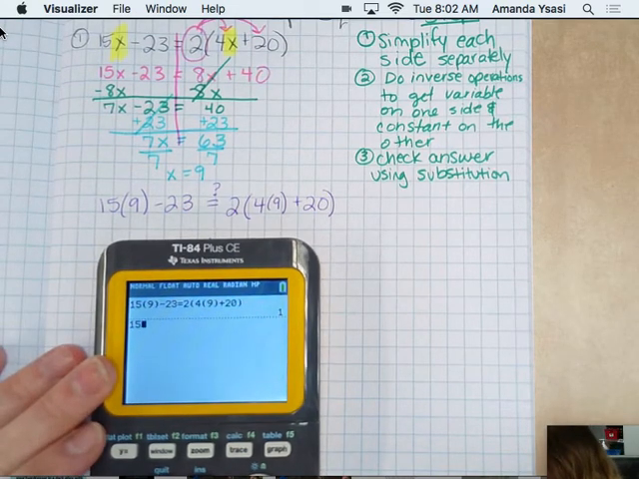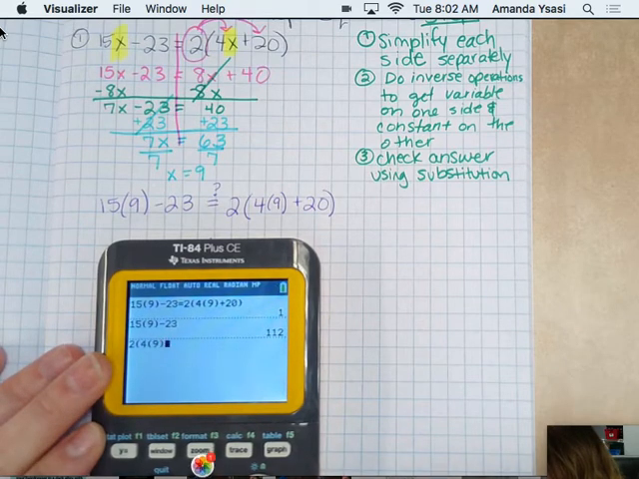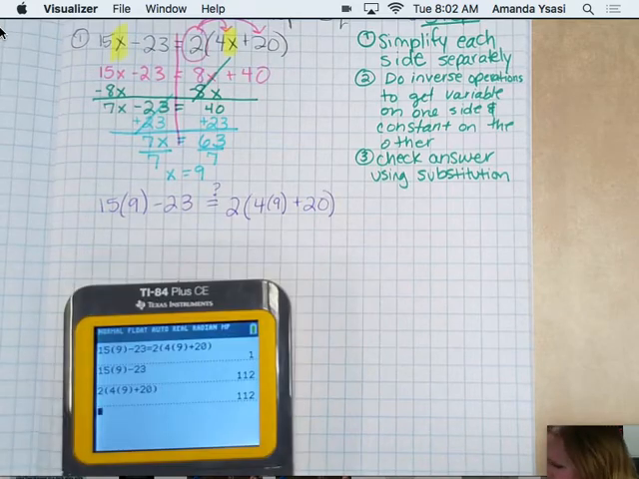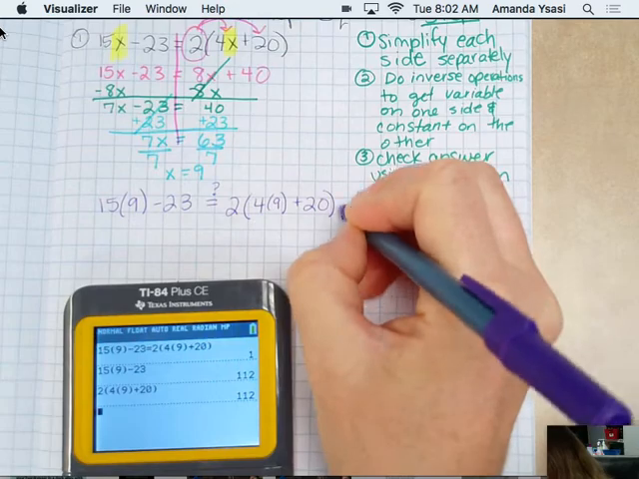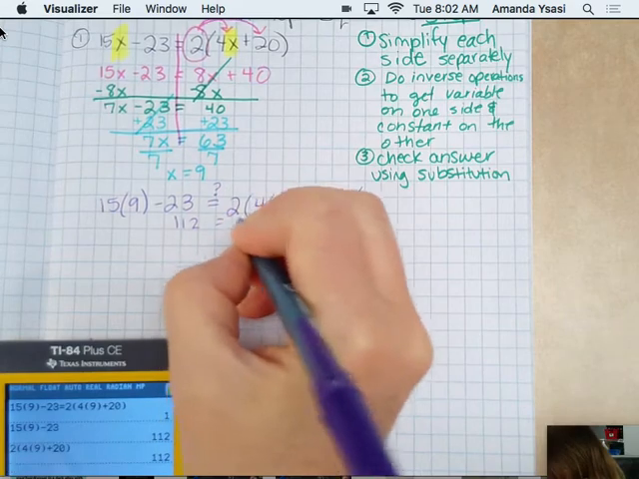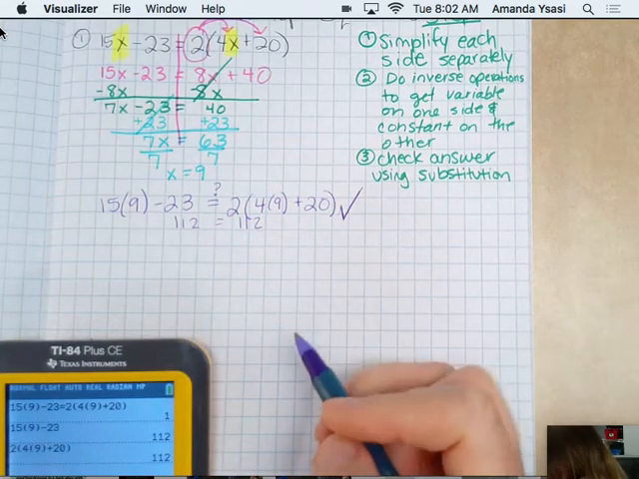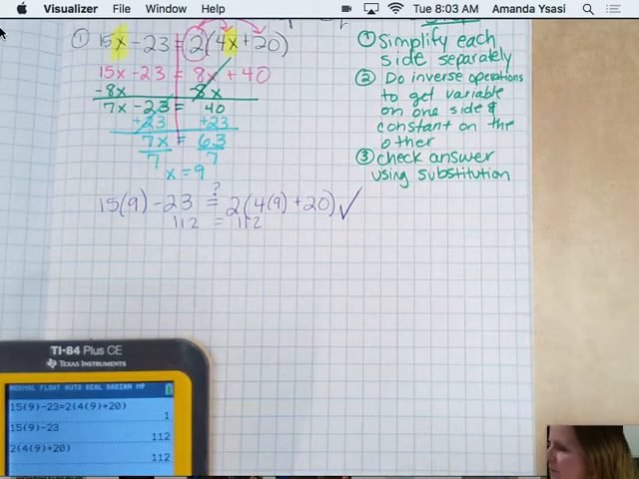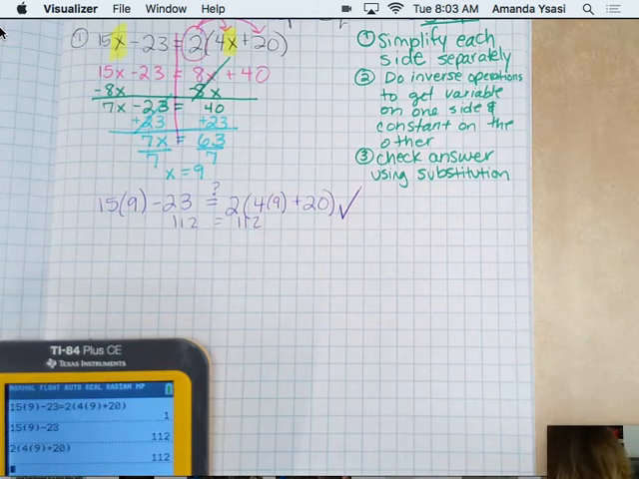We could have also just done it like this. Do each side separately. And then if they equal the same amount, then that is true. Wait, why does it give 1? Because this is 112, this is 112. That equals 1. That's true all the time. If I divide by 112 on both sides, I get 1 equals 1. So I'm just going to put a little check mark. We checked it in the calculator. Just show that you've checked it, and you're good to go.